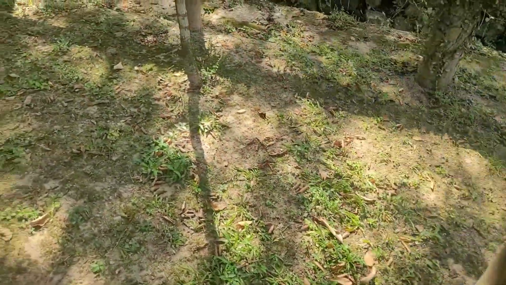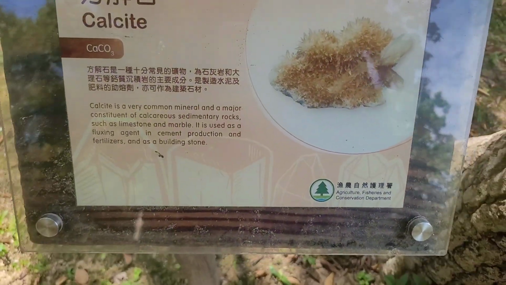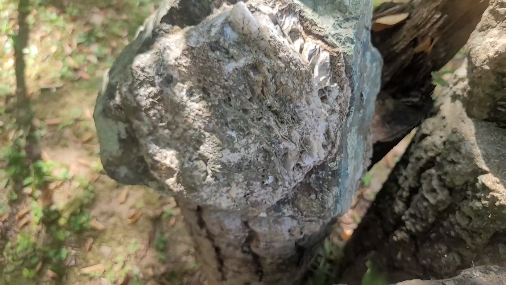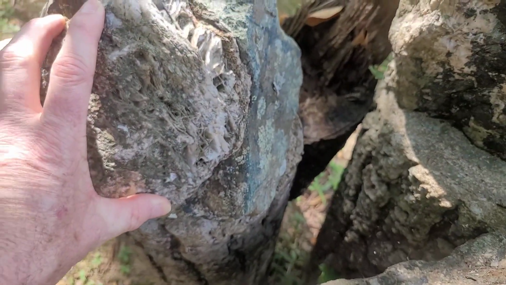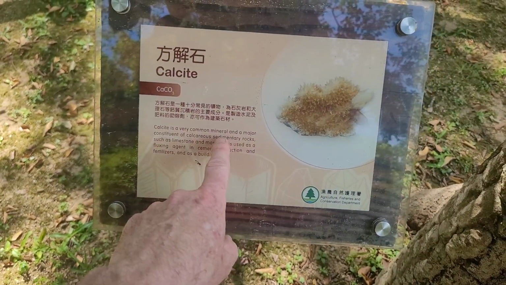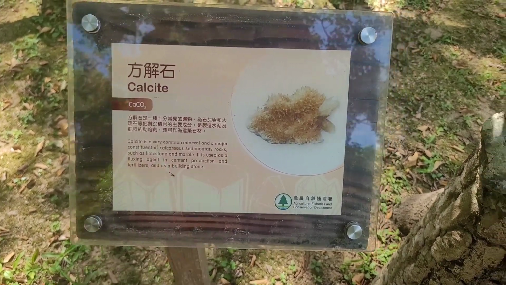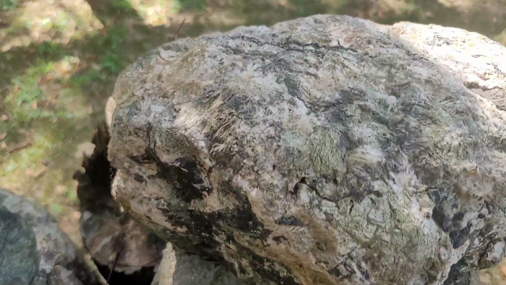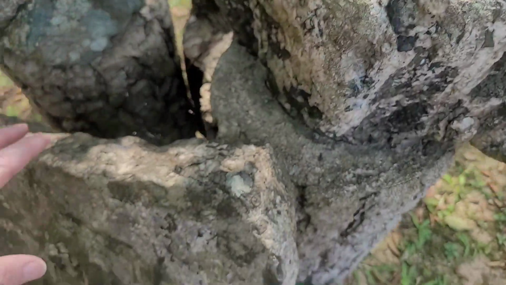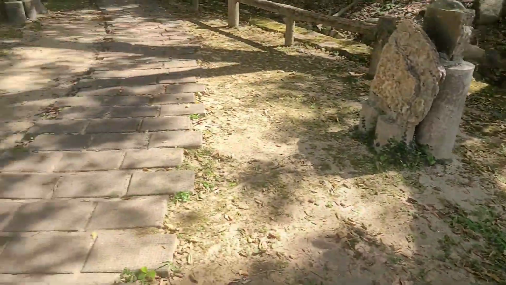Maybe the next one, calcite. That's the actual calcite. I can quite clearly see calcite in the actual structure. So this is probably an alteration. Okay, calcareous sedimentary rock, such as limestone and marble, is used as a fluxing agent, cement, and so on. So here's some more calcite. So this looks like a large block. Yeah, it doesn't give you any information where that rock came from.